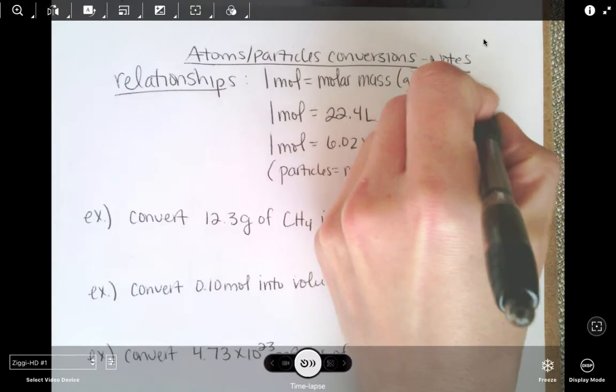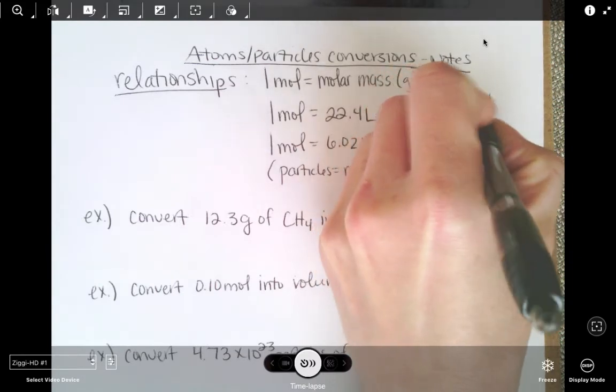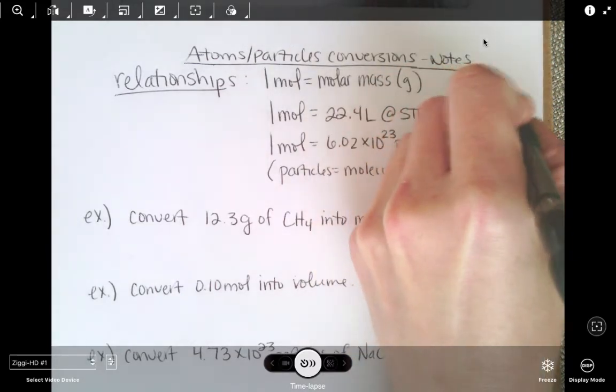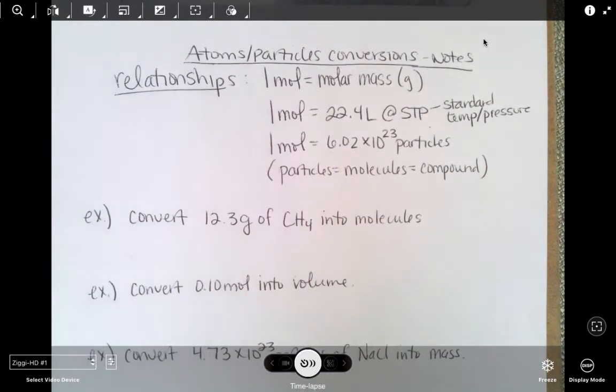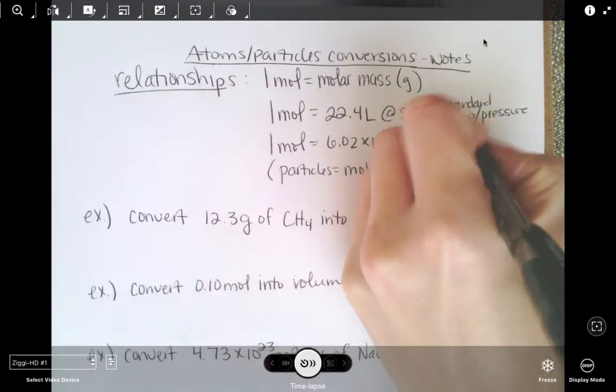standard temperature and pressure conditions. So this value is only usable if you're at STP, and the questions should state at STP. And then 1 mole equals 6.02 times 10 to the 23rd particles. That number right there is called Avogadro's number.